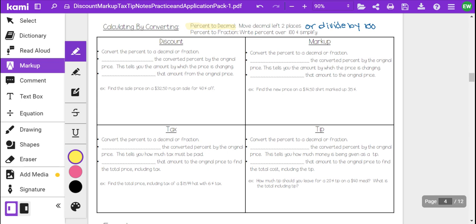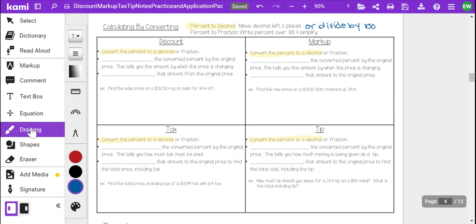Let's look at the first step for all of these. Discount, markup, tax, and tip. It says right there, convert the percent to a decimal or fraction. I want you guys just to convert it to a decimal. So the first step is to convert. Great. Let's look at the second step for each one of these. Discount, markup, tax, and tip.